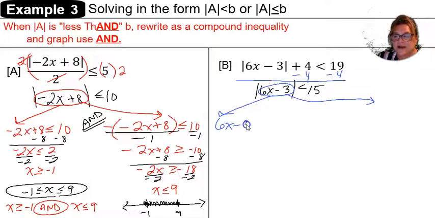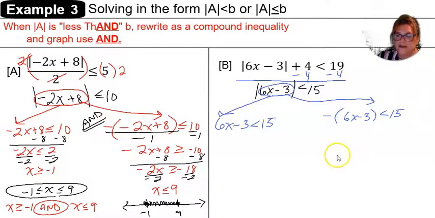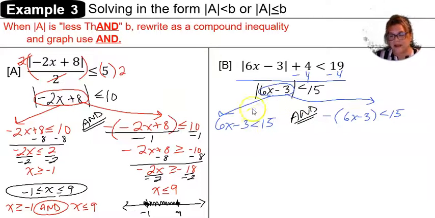Either the 6x minus 3 is positive in that expression, the absolute value keeps it positive, and it's less than 15. Or it could be the case that that 6x minus 3 is actually a negative number, the absolute value makes it positive, and then it is less than 15. So these two possibilities will get solved and joined by an "and" because they are in less-than absolute value form.